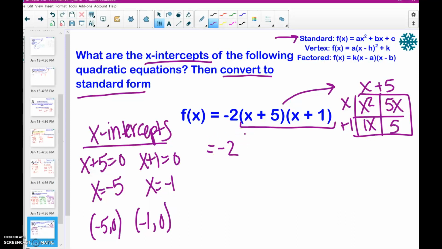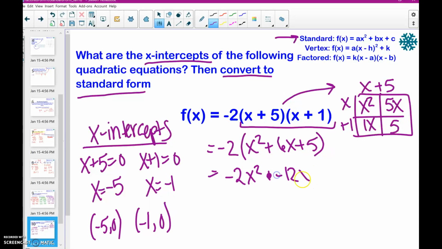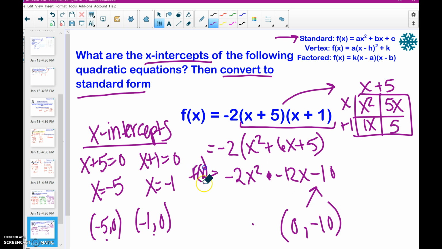Rewriting my quadratic, and again, I'm going really fast because I'm almost out of time. I've got x squared plus 6x plus 5. Multiplying my negative 2 to each term in the parentheses, I have negative 2x squared minus 12x minus 10. And what's really cool about this standard form is you know that my y-intercept is 0, negative 10. So again, you have more pieces of information you can use to help you figure out what this parabola would look like.